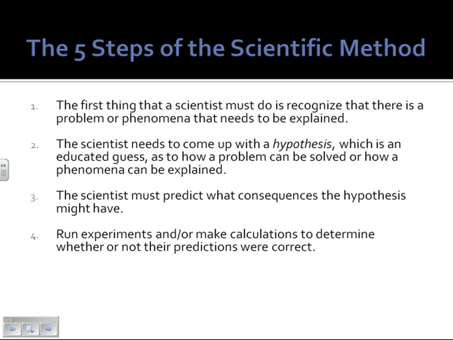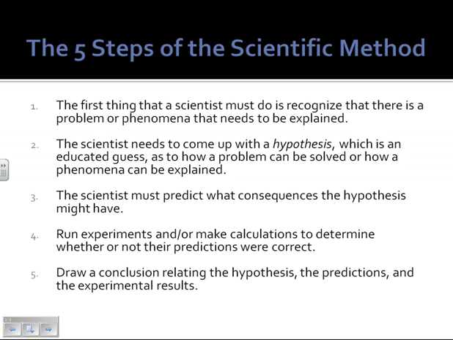Fourth step, the scientist needs to run an experiment and or make calculations to determine whether or not the predictions that they made were correct or not. The last step, the scientist should draw a conclusion relating the hypothesis, the predictions, and the experimental results.